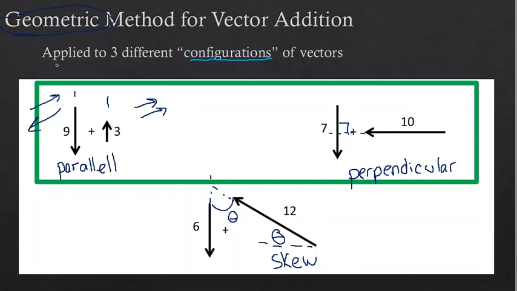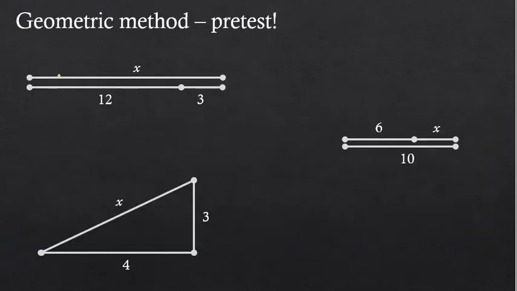So as the name implies, this geometric method is going to involve use of skills from your geometry course. We're going to be looking at these line segments and these shapes to try to figure out what the resulting magnitude is. And it does require geometry. So what we're going to quickly do, because it might have been a couple years since some of you have taken geometry, we're going to do a quick little pre-test just to see if your geometry skills are where they need to be. So I have three different graphics here.